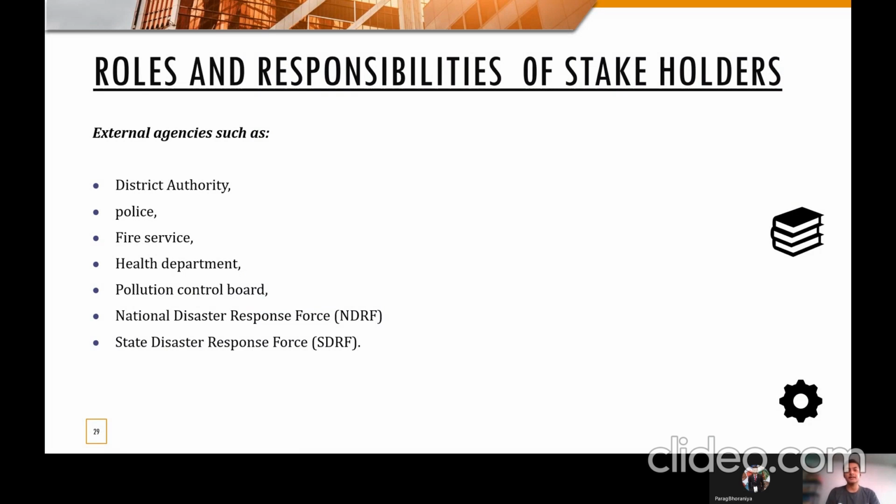These are the agencies that work as external agencies, and the stakeholders, who are the main owner or operator of the plant, have responsibilities and particular roles that they have to follow during an emergency, in order to get help or evacuation from the disaster and to mitigate the situation.